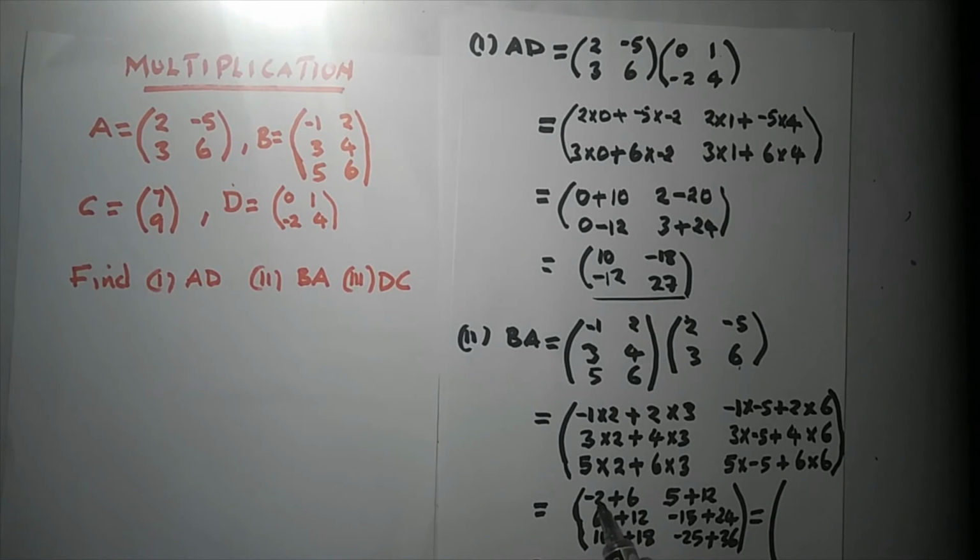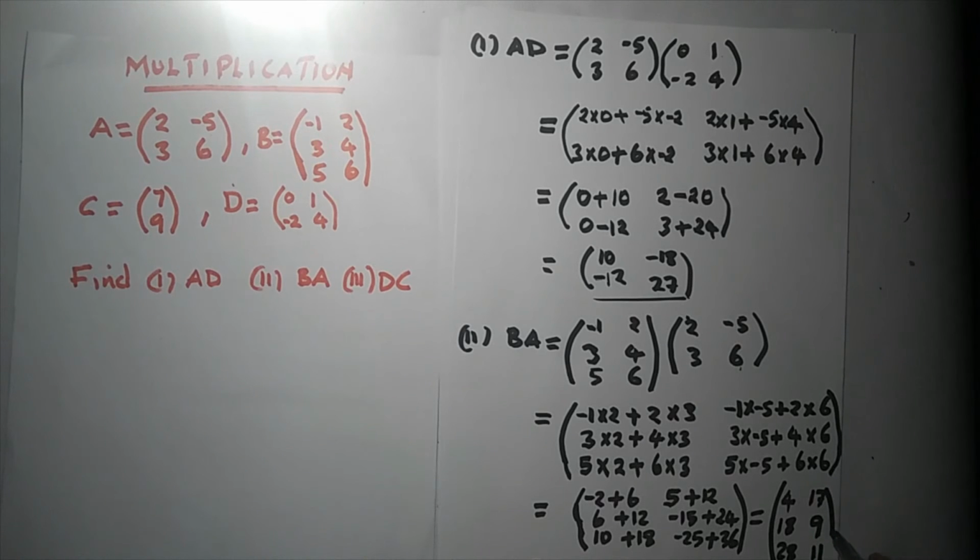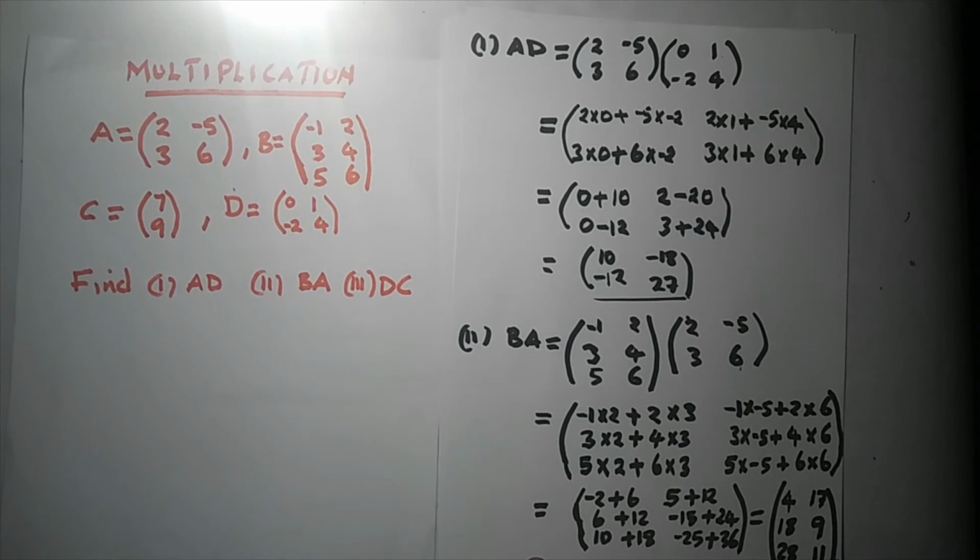Here we are going to add -2 plus 6, which will give us 4. And then 5 plus 12 will give us 17. 6 plus 12 will give us 18. -15 plus 24 will give us +9. 10 plus 18 will give us 28. -25 plus 36 will give us +11. And so this is how we simplify this question 2.